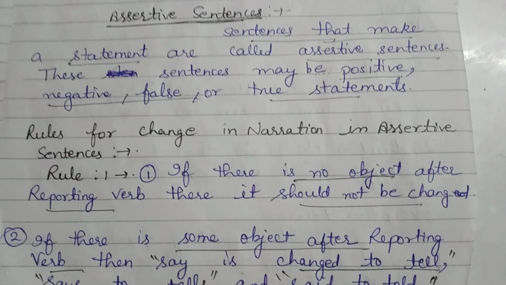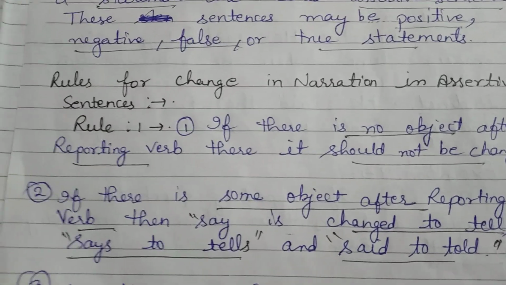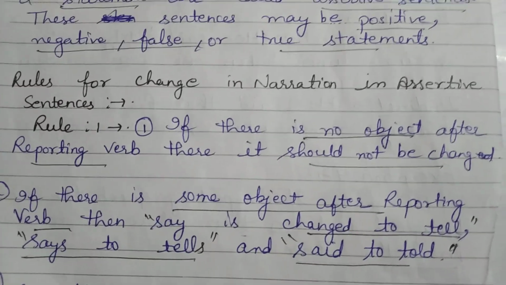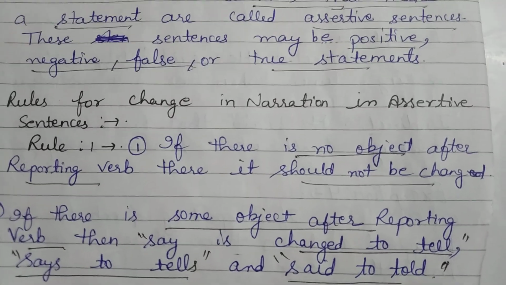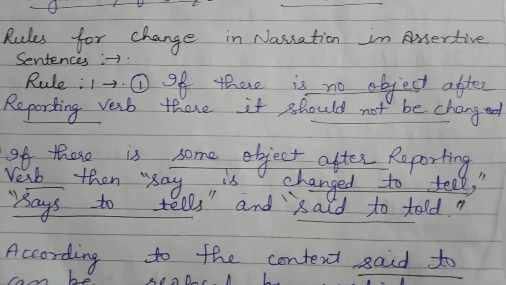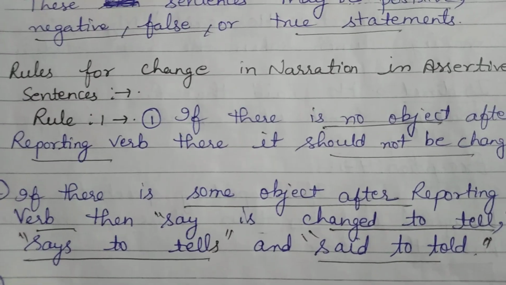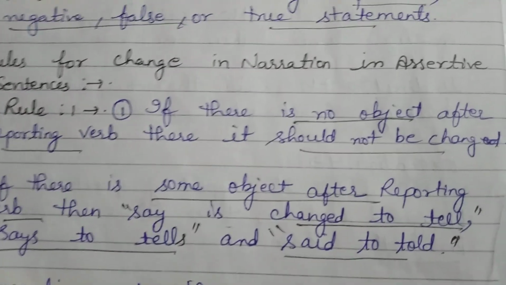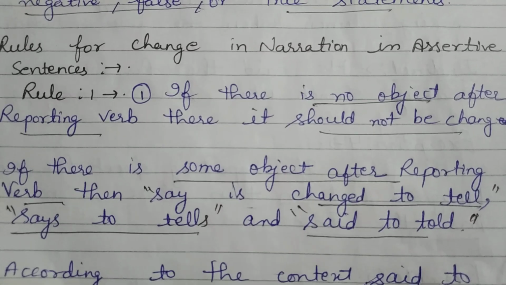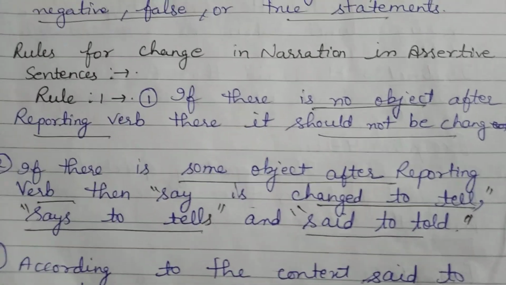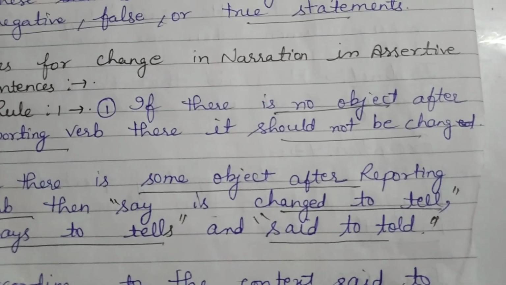Okay, the rules of change in narration in assertive sentences. Rule number 1: if there is no object after the reporting verb, then there should be no change. Number 2: if there is some object after the reporting verb, then say is changed to tell, says to tells, and said to told. These are very important rules.